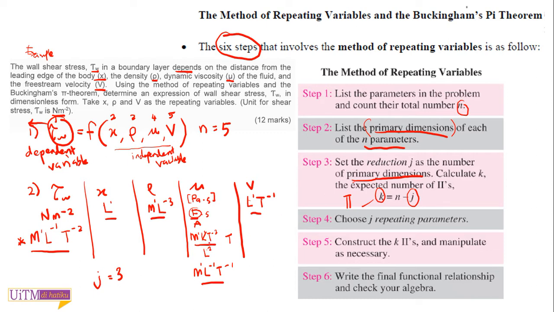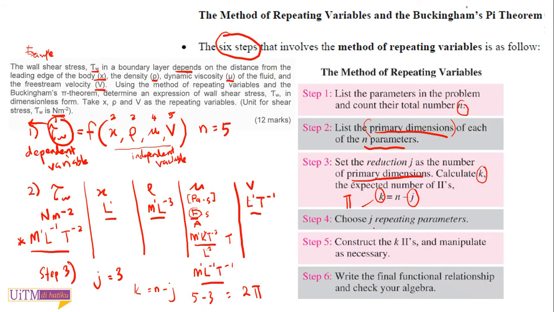Can you follow that? There are M, L and T. That's why J is 3. Okay, and in step 3, you want to find the number of pi, K. K is the number of pi that you will generate after this. So K equal to N minus J. The N is 5, the J is 3. So you will have 5 minus 3 equal to 2. So you will expect to generate 2 pi's from this problem. So that's step number 3.